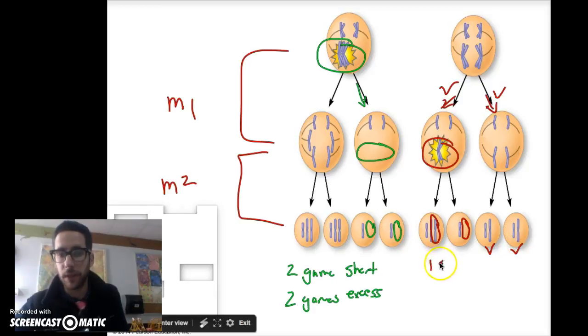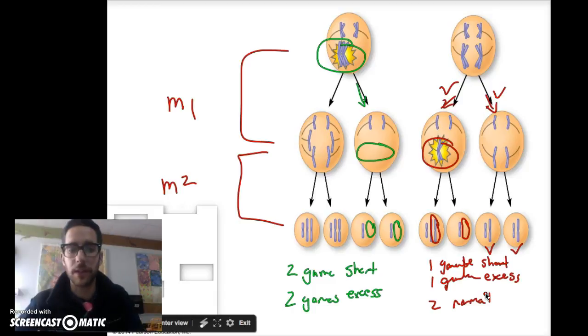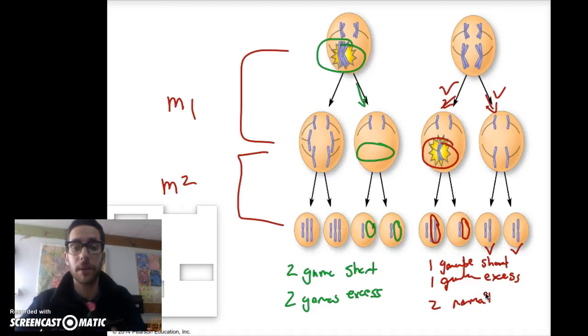So we see one gamete with short, one gamete with excess, and then two that are normal. So it's not to downplay the significance of non-disjunction in meiosis 2, but the implications associated with non-disjunction in meiosis 1 are significantly greater because the number of gametes that have an abnormality at the end are significantly greater. And what that means is there's a greater likelihood of passing these abnormalities on to the gamete that is used for fertilization.